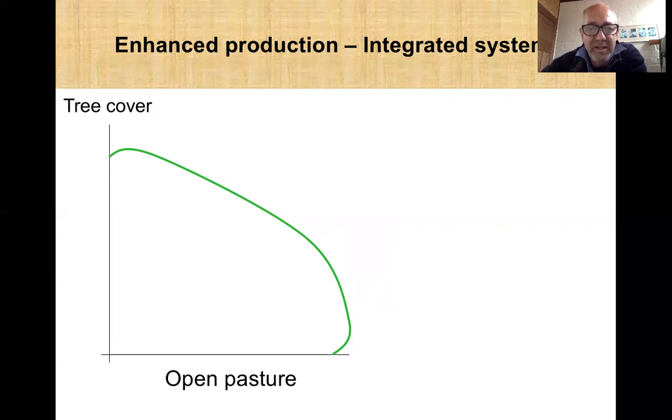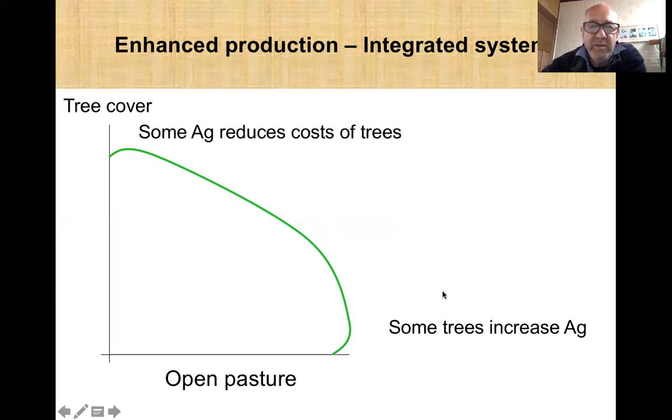But let's consider we're interested in helping farmers increase and maintain and make their farming systems more resilient over time, and get enhanced production from these combinations. In open pasture situations, some trees might increase agriculture. In a tree covered area, some agriculture might reduce the costs of the trees. There will be a competitive phase between them. And if you just start talking to landholders about producing this much forest cover, they'll say, well, I'm not prepared to do that.